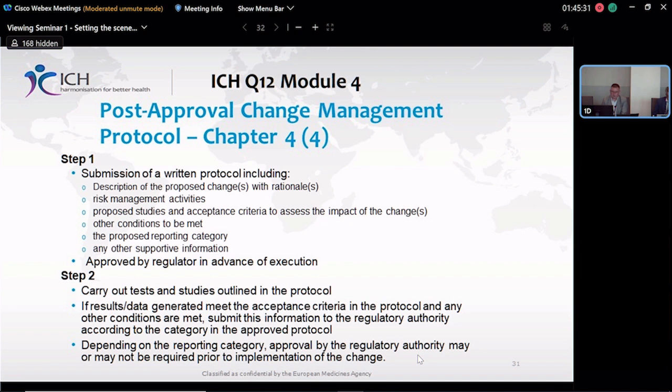If they meet the acceptance criteria of the protocol, it's a very straightforward notification. They're basically saying to the regulator, I've done what we have agreed. My results are in line with the predefined acceptance criteria. Therefore, I'm implementing this change. And as a regulator, we don't need to assess that in detail. We've already assessed the detail in the step 1. So now the step 2 is the confirmatory step to say this change is approvable and implementable.